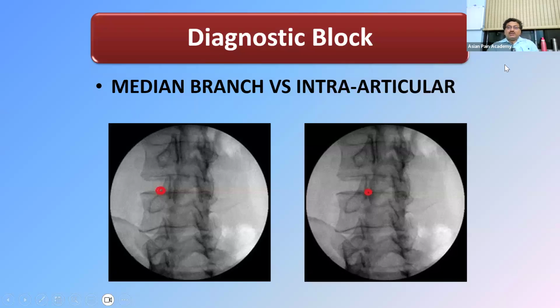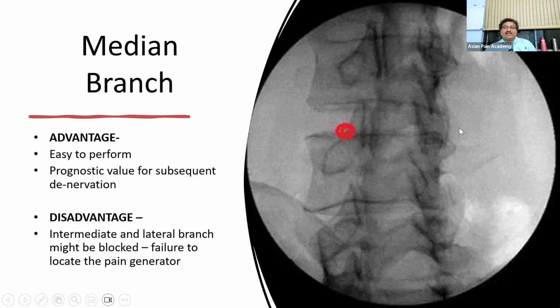Now, in a diagnostic block, we can put local anesthetic in the facet joint and find out whether there is pain relief or not. Or we can do another technique. We can block the medial branches supplying that facet joint, and that is known as the medial branch block, which is also a diagnostic block. Which is better, blocking the joint itself or blocking above and below? The answer is there are certain advantages and disadvantages of both types of blocks, and you have to consider patient to patient.